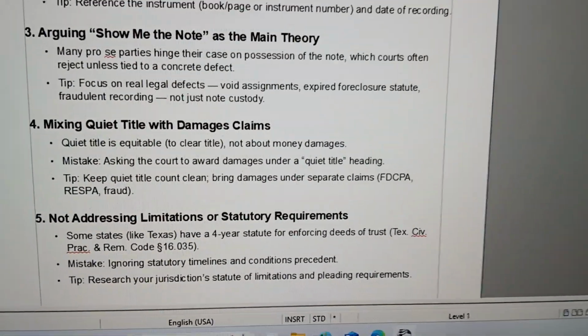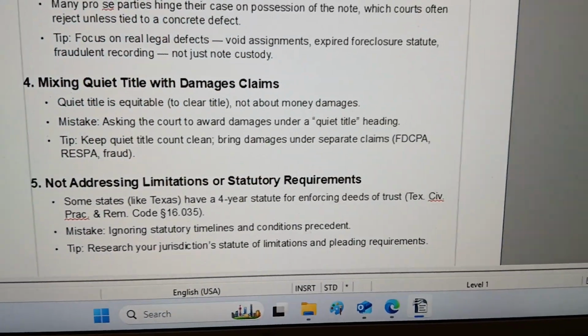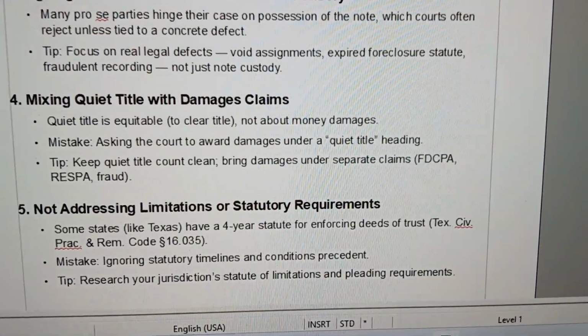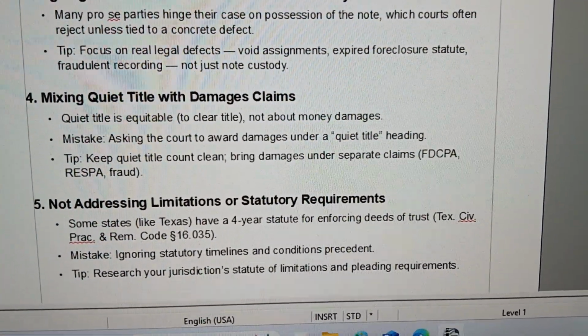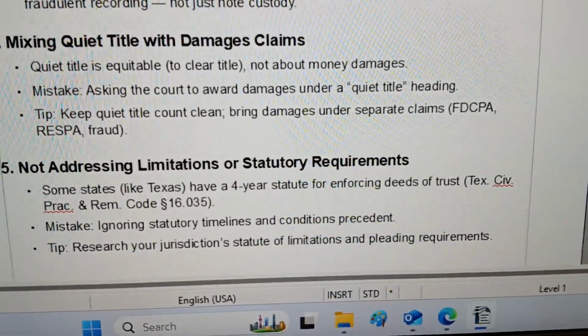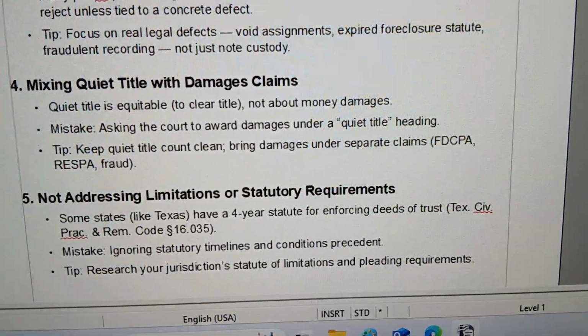Not addressing limitations or statutory requirements. Some states, like Texas, have a 4-year statute for enforcing deeds of trust. And there's the law right there, 16.035. Mistake: ignoring statutory timelines and conditions precedent. Tip: research your jurisdiction, statute of limitations, and pleading requirements.